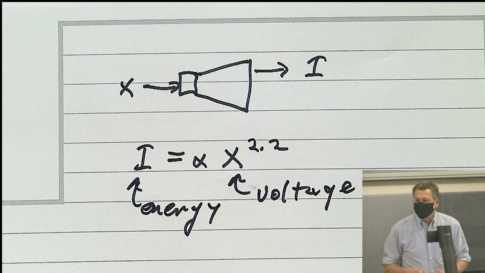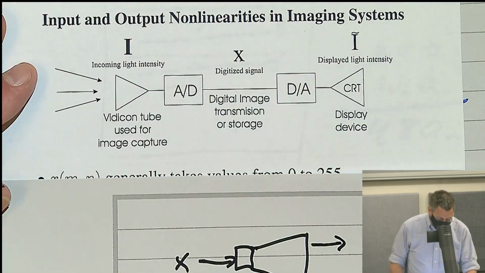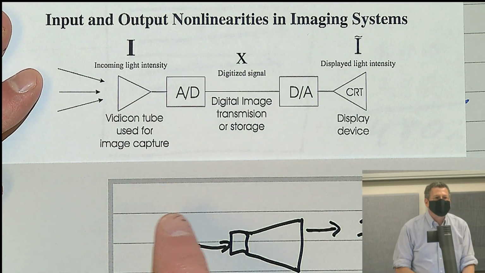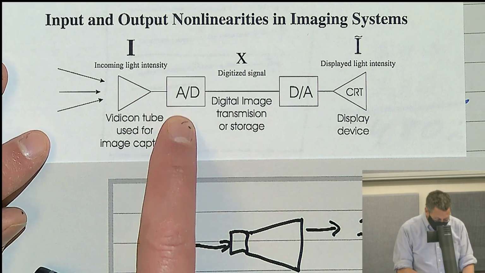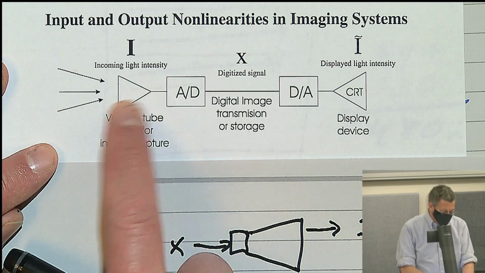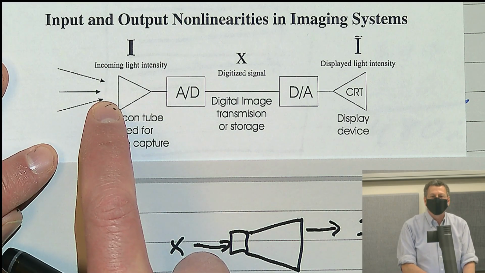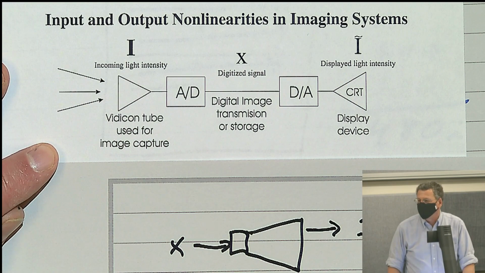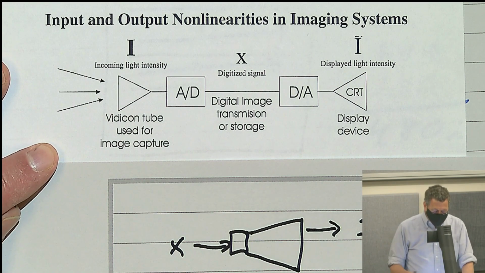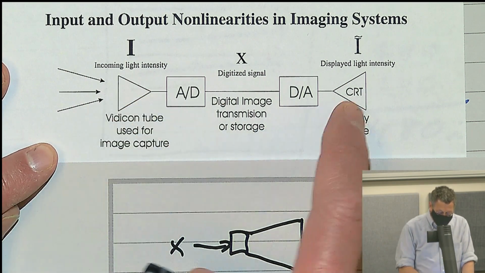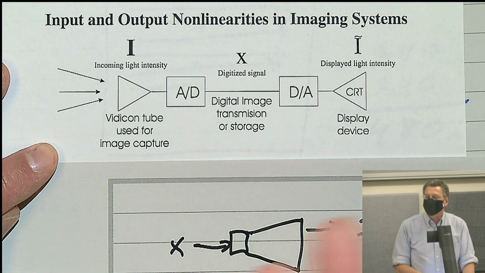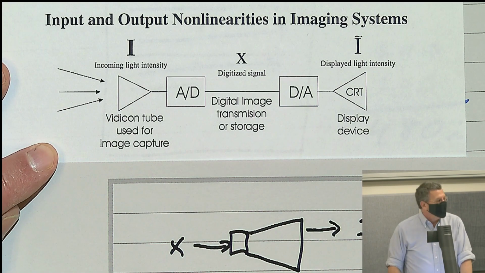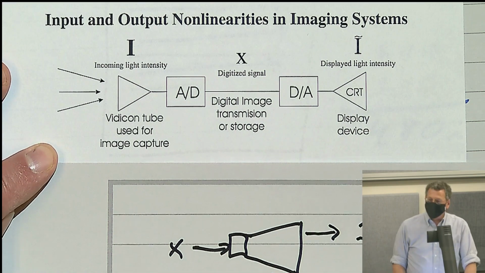Not exactly. But interestingly enough, the Vidicon tube had exactly the same response, but in reverse. So in this case, the output was the light intensity raised to the power 1 over 2.2. That was fortunate because the two have reverse responses, so they cancel each other out. And that was called gamma correction.